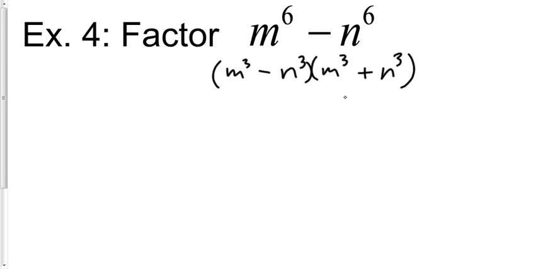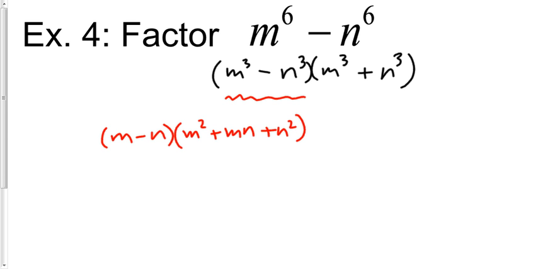Now we're not done because I can factor each one of these again. So in the first parenthesis here, I've got a difference of 2 cubes. Look back to that notes page where I gave you all the factoring techniques. How do I factor this? Well, it factors into m minus n, and then in parentheses, we're going to have m squared plus mn plus n squared. There's the first one split up into 2.